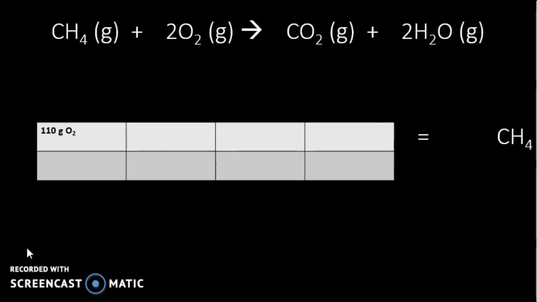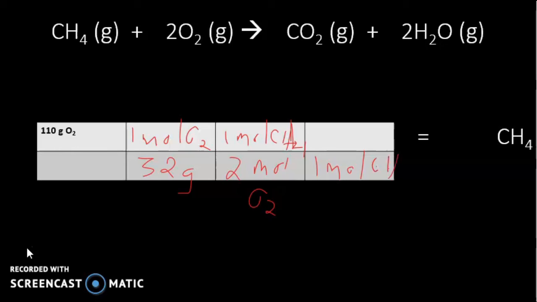So once again, I see that 1 mole of oxygen is going to be 32 grams. But now instead of doing O2 to CO2, I'm going to go from oxygen to methane. And then converting the moles of methane back into grams, I get approximately 27.5 grams of methane.